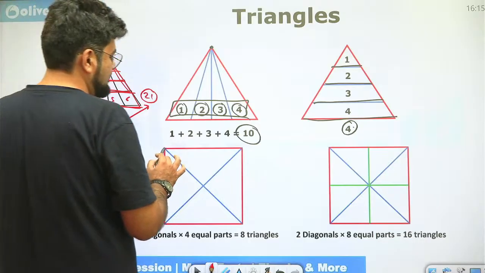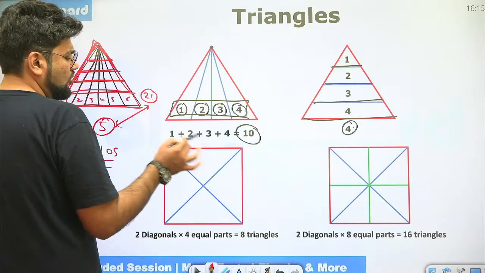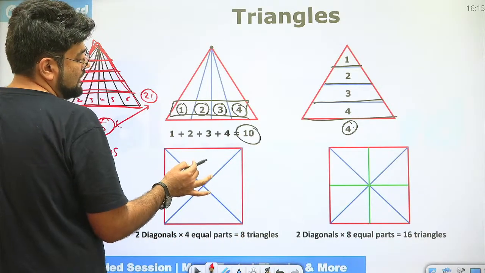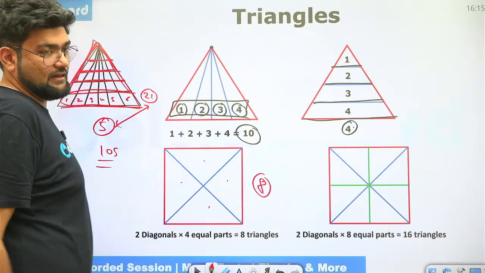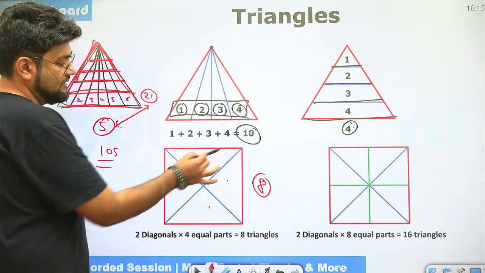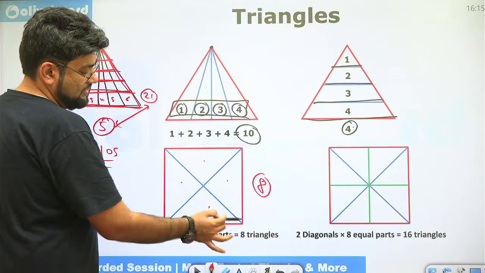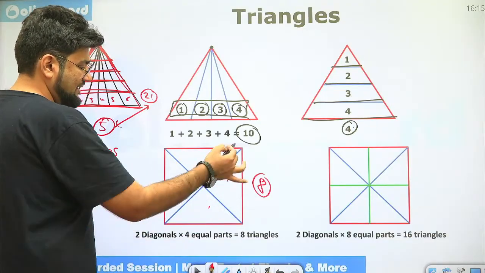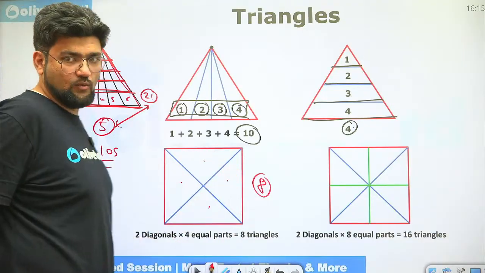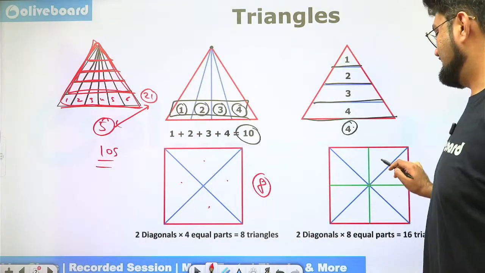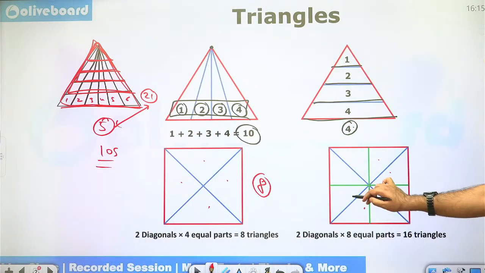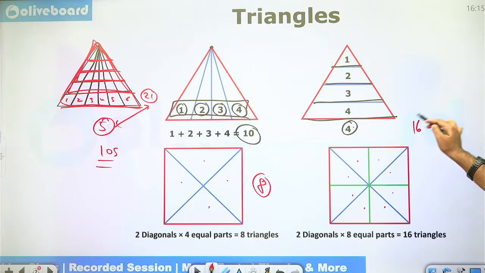If there is a square which is divided by the diagonals into, or it is just divided into 4 equal parts, 1, 2, 3, 4. Just double it, you will get the number of triangles here. How? 1, 2, 3, 4. Then we take these 2 at a time, then these 2 at a time, then these 2 at a time, and these 2 at a time. So 4 more triangles, 2 at a time. Total 8 triangles here. How many parts are there here? 8 parts are there. 2, 3, 4, 5, 6, 7, 8. So the total is 16 triangles here.